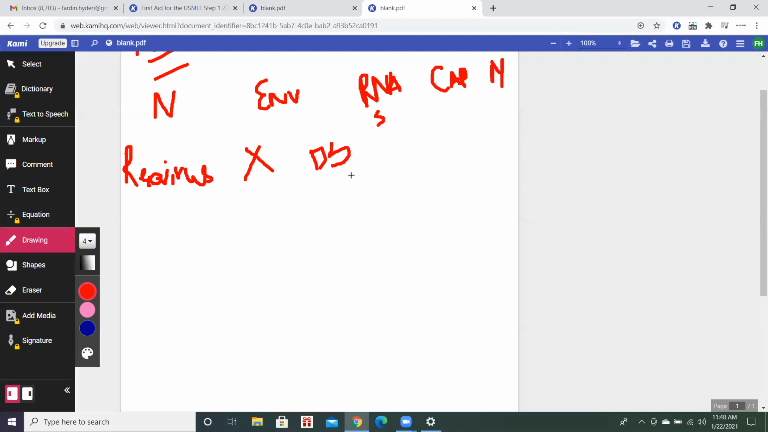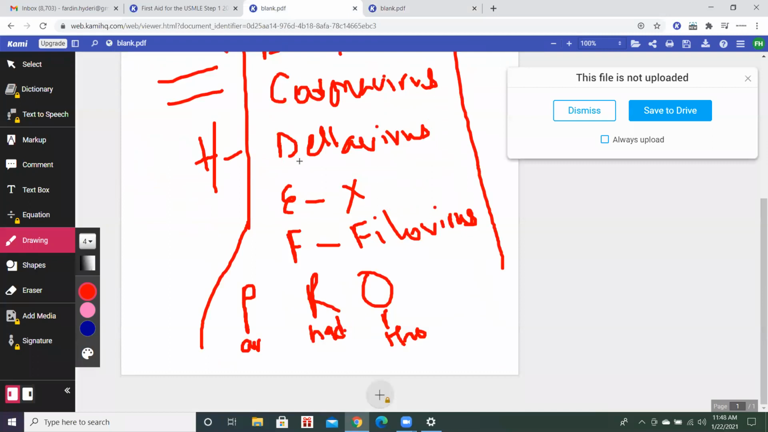Okay, now capsid-wise, is it icosahedral or is it helical? It's not DNA, it's double-stranded RNA. Double-stranded RNA, okay? It's icosahedral, very good, icosahedral. Okay, now another one: is it segmented or not segmented? Okay, is it segmented or is it not segmented?